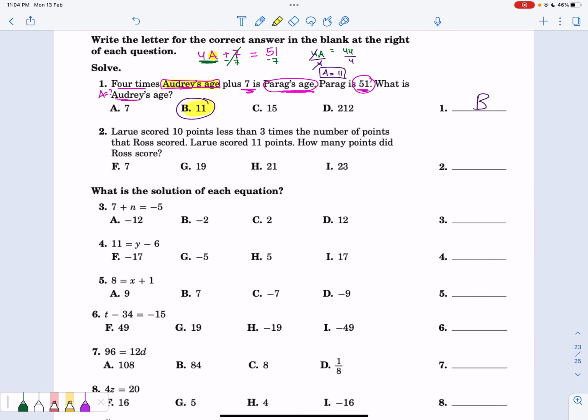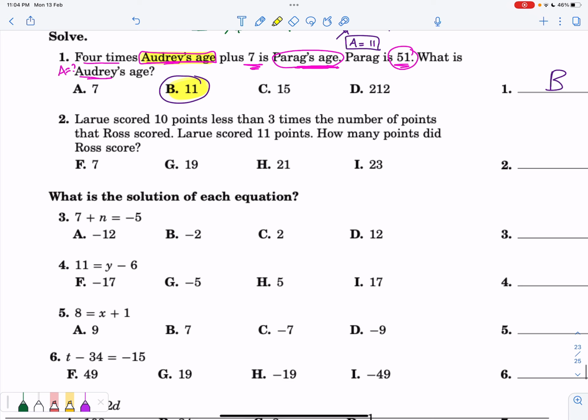Okay, let's do the next question. Laura scored 10 points less than 3 times the number of points that Ross scored. Laura scored 11 points. How many points did Rose actually score? Okay, let's take that step by step.